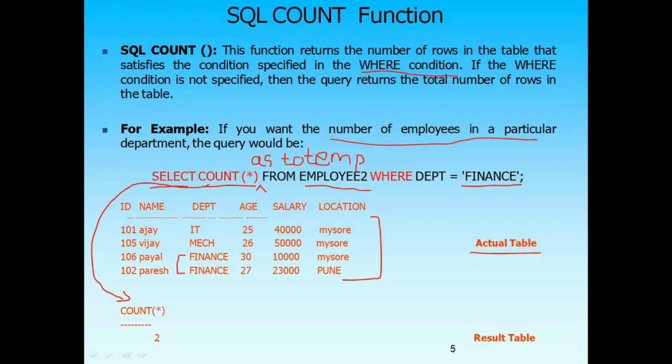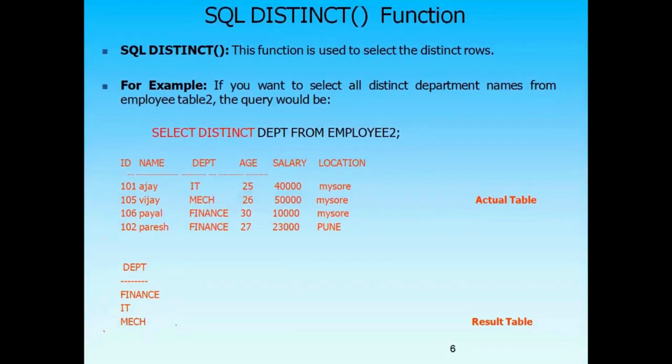So this is one example of the count function. My result will be 2. Similarly, we can use other functions like minimum and maximum, but before that I want to discuss the distinct clause that we can use with the aggregate function.